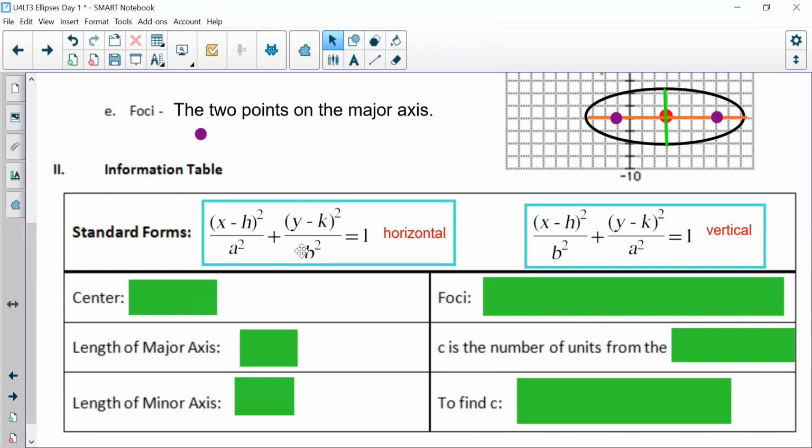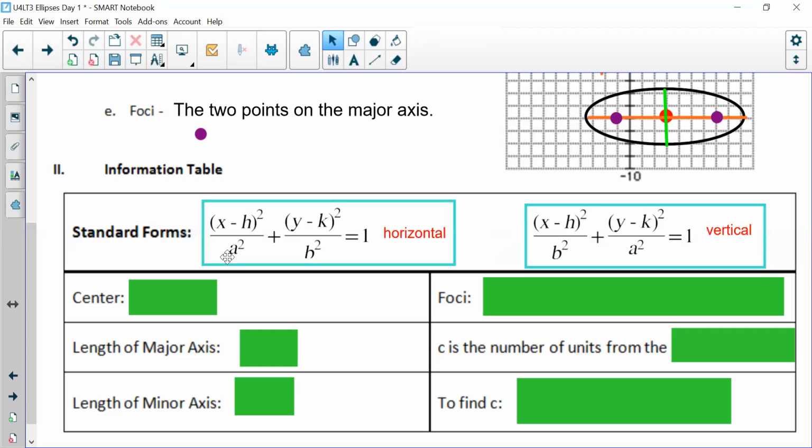So here's the graphing form of an ellipse. Some people call it the standard form, but it's more meaningful to think of it as the graphing form, because if you have this form, you can graph it pretty darn easily. And this one's horizontal and this one's vertical. What in the world is the difference between these two? Can you spot it?